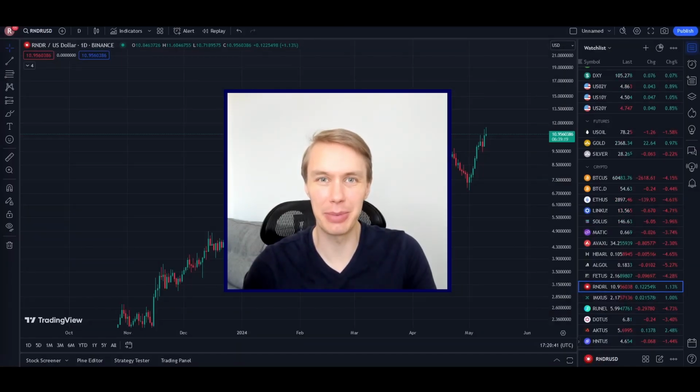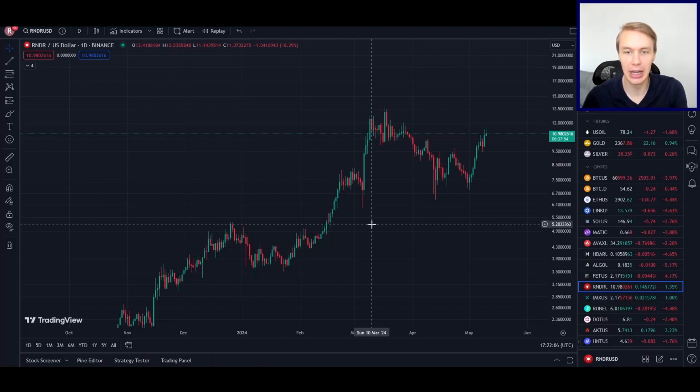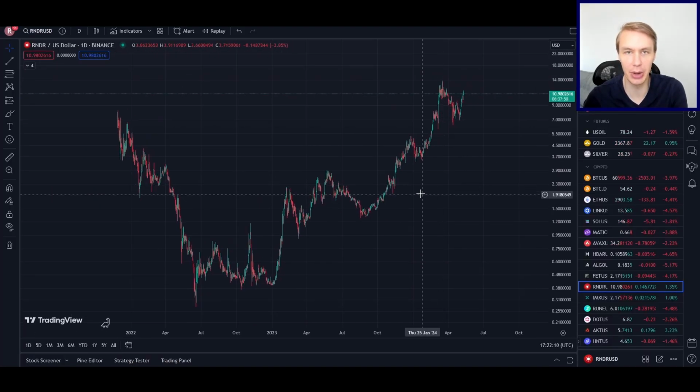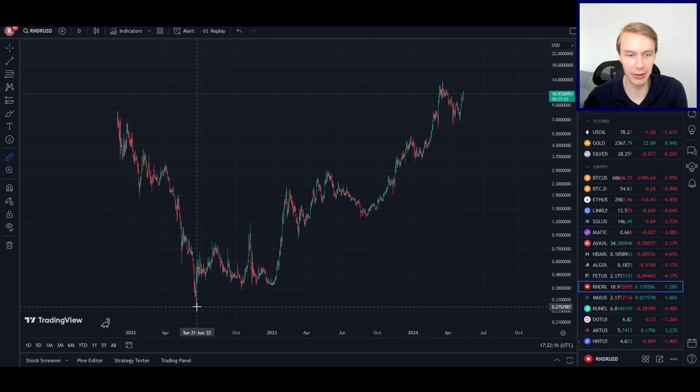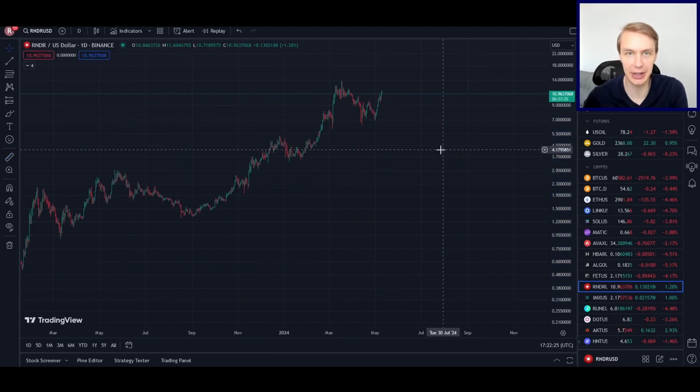We need to talk about Render. If you're not familiar, Render is a decentralized GPU network, and therefore it has a fit with the AI narrative that's, of course, very hot right now. And we can see with Render's price action that it has done extremely well this cycle, really latching onto that AI narrative and powering it higher. If we just look from the bottom here up to where we are currently, we're talking about a 3,800% move to the upside. Very impressive indeed.